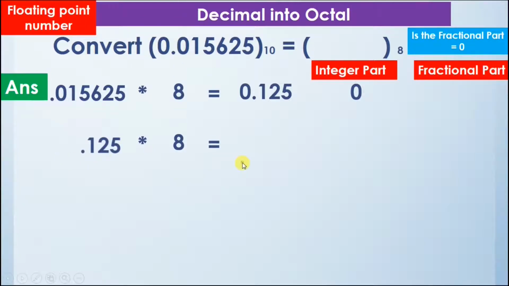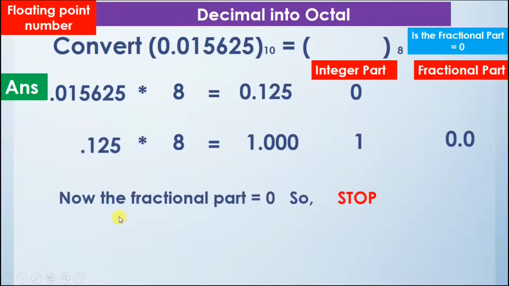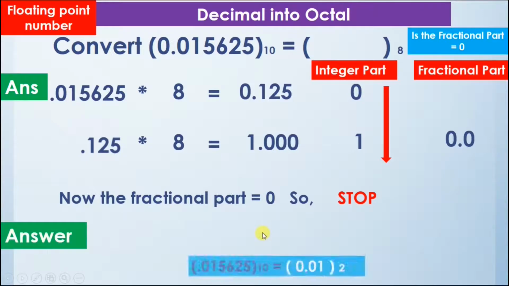So we get the answer 1.000, or you can say 1. So now the integer part is 1 and the fractional part is equal to 0.0, or you can say 0. Is the fractional part equal to 0? Yes, it is 0. So now when the fractional part is equal to 0, we will stop the procedure. And once again in this case, we will calculate the answer by going from top to bottom of the integer part.